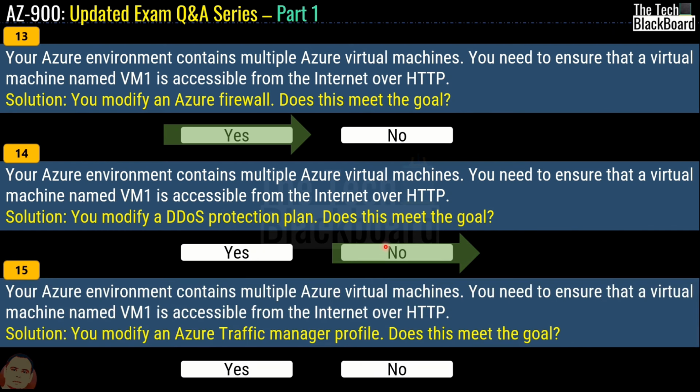Moving ahead, we have question number 15, and it also gives you one more variation. However, once again, the solution is different. This time the solution says that you modify an Azure Traffic Manager profile. Does this meet the goal? And very obviously this is no again, because now we know that if you want to ensure that a virtual machine is accessible from the internet over HTTP, then you have to modify Azure Firewall.